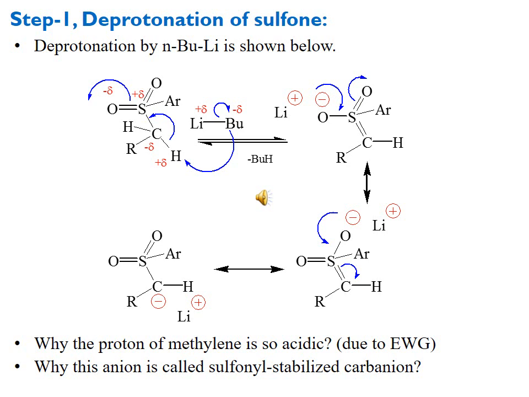The second question: why is this anion called a sulfonyl stabilized carbanion? This anion is called a sulfonyl stabilized carbanion, as you have seen that this carbanion has resonating structures of three different types. Therefore it is stabilized by resonance, and sulfonyl stabilized because the sulfonyl group is much involved in this stabilization process.